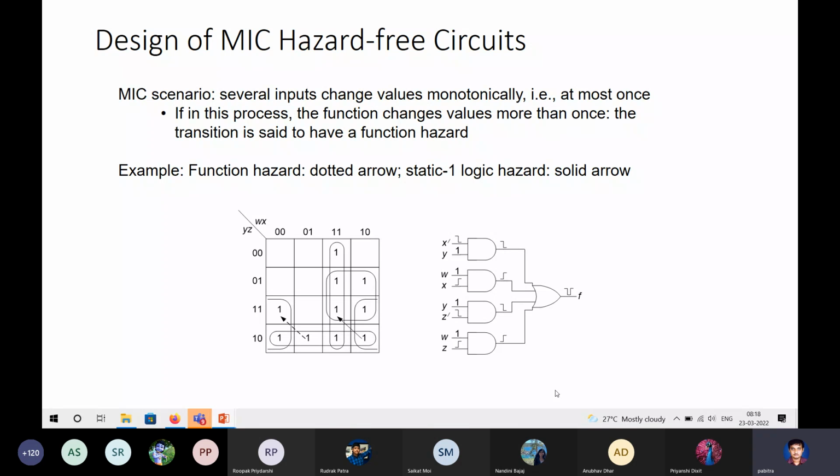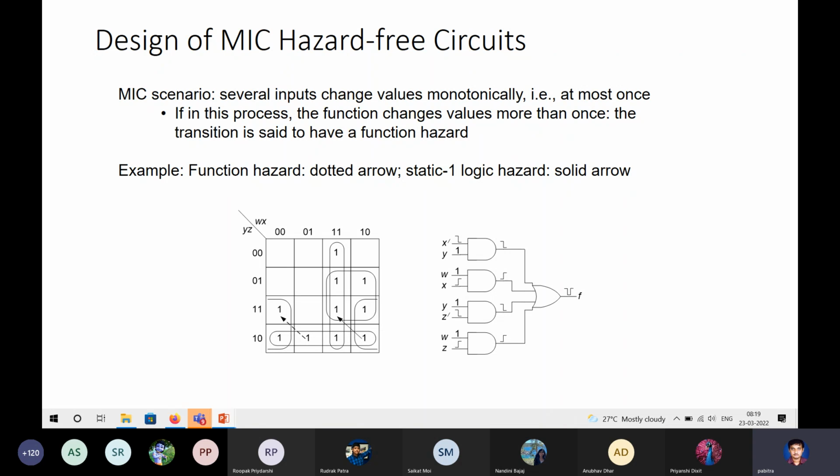For example, if you look at these arrows, these are actually a multi-input change. So this solid arrow, for example, the input changes from 1010 to 1111. Multiple inputs have changed. Similarly, here also multiple inputs have changed. Okay. So what we do is that basically you split it into a number of SIC transitions.